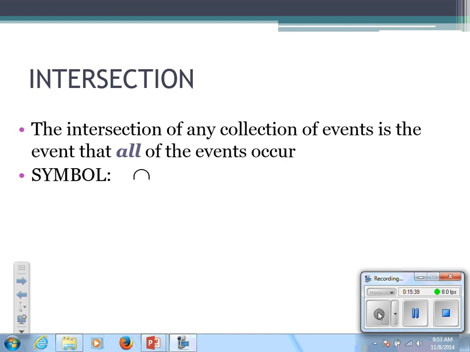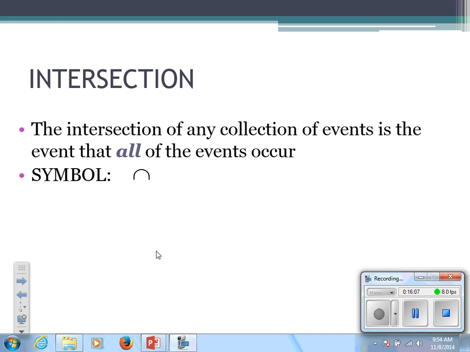So if I said stand up if you're a senior and a male, well, that means you have to be both of those events in order to stand up. Some of you watching this video are seniors. Some of you are males, and some of you are both of those. But you only get to stand up if you're both of those. That's the word and. And again, the symbol that we use for that looks like an upside down U.